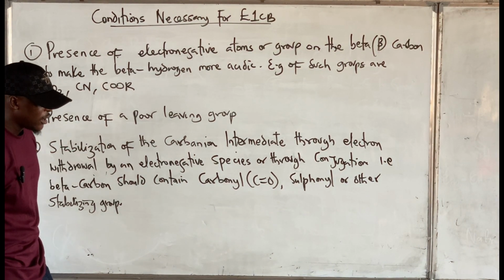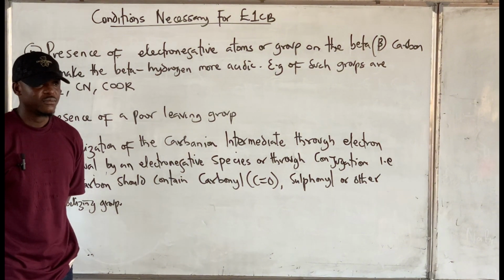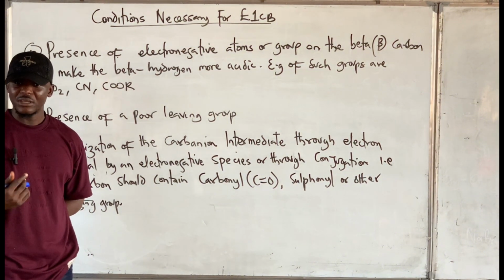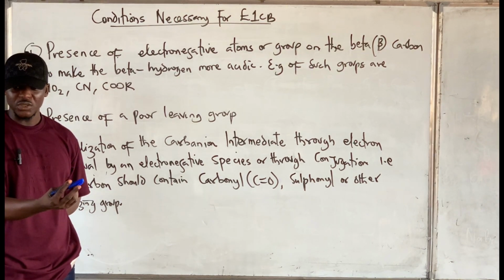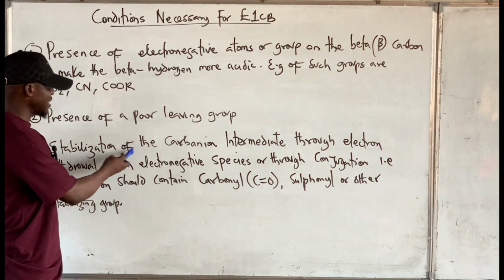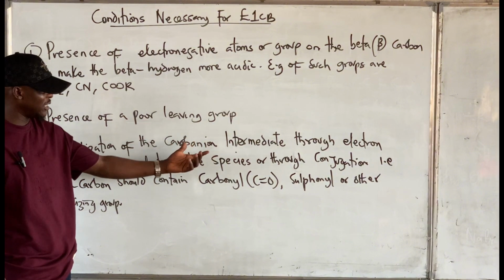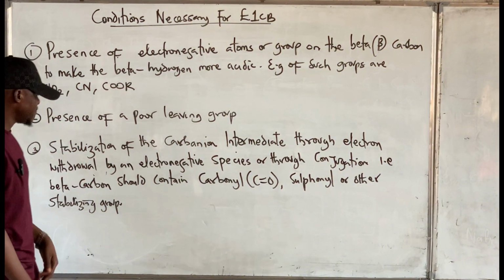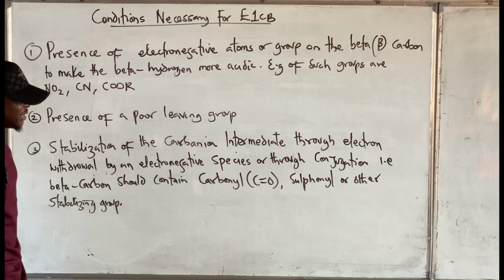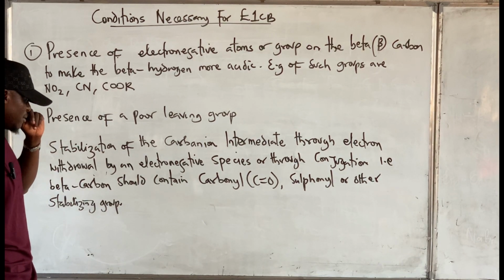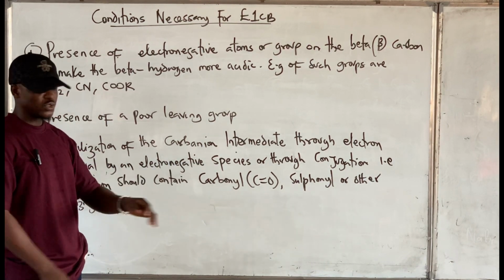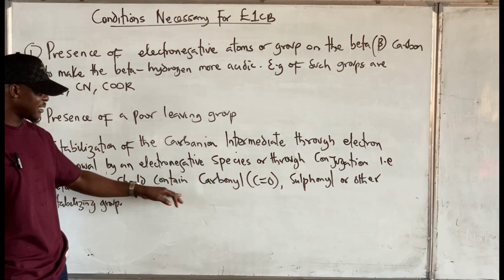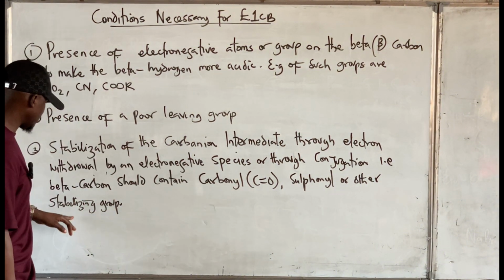Remember, in the case of E1, the intermediate is always a carbocation. The more stable the carbocation is, the more favorable that reaction will be. In this case now, we stabilize the carbanion. A carbanion is a carbon that has a negative charge, and that was the first product from E1CB. So stabilization of the carbanion intermediate through electron withdrawal by an electronegative species through conjugation. That is, the beta carbon should contain a carbonyl group or any other stabilizing group.